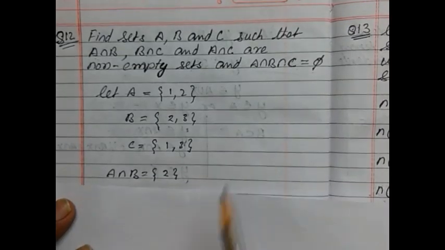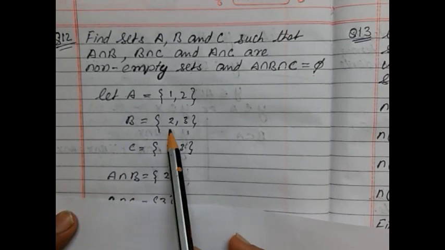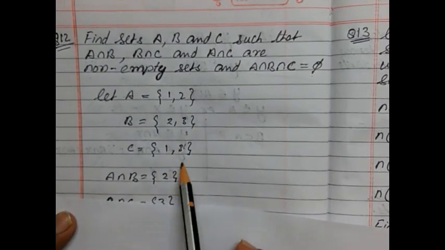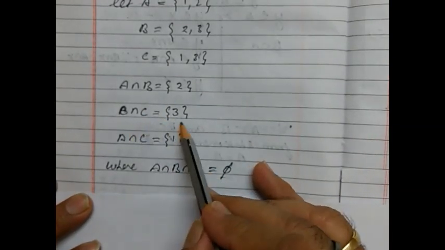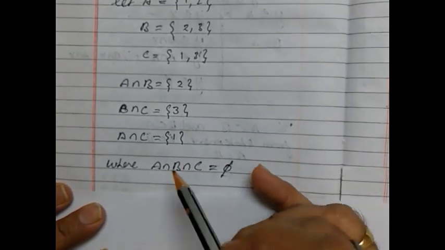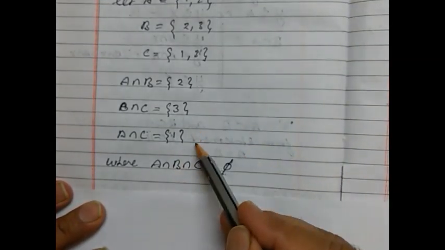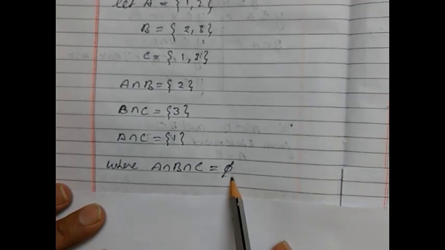Clear? So here I have taken A as 1, 2, B as 2, 3, and C as 1, 3. If I say A intersection B is 2, B intersection C is 3, and A intersection C is 1. So here, for all the three sets, A intersection B intersection C is the empty set.